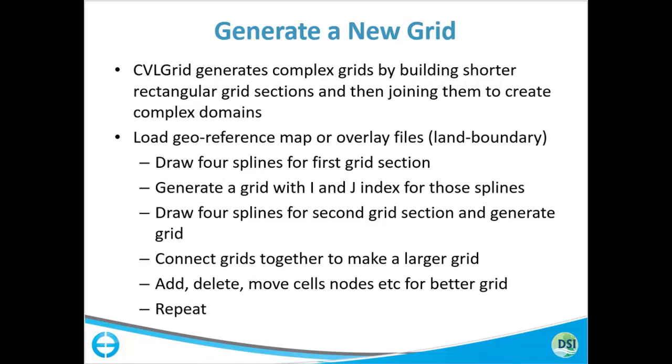So to create a new grid, there are several ways to do it. One simple way is to have a map in the background, so you can create splines following the shoreline. Then you can generate how many I or j grid cells you want to create. So 4 splines are always necessary, and they need to cross each other. If they do not cross, you will get an error message. CBL Grid will give you a message of what went wrong, and you can go over and fix that.